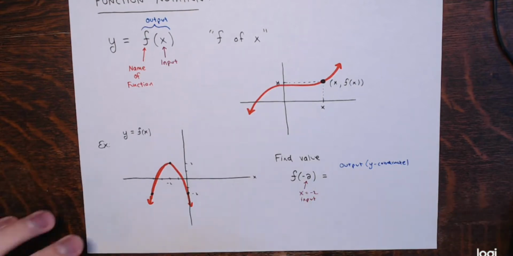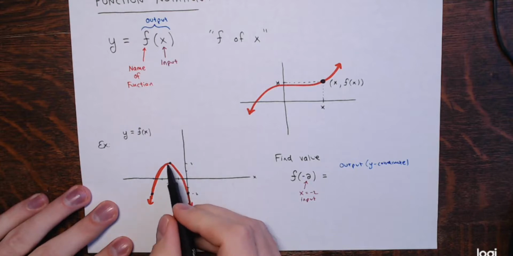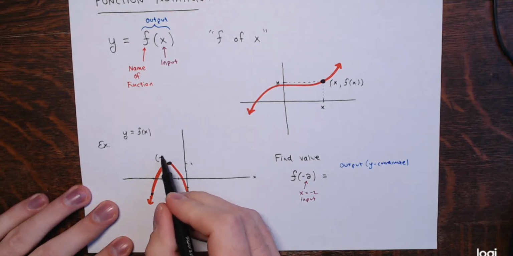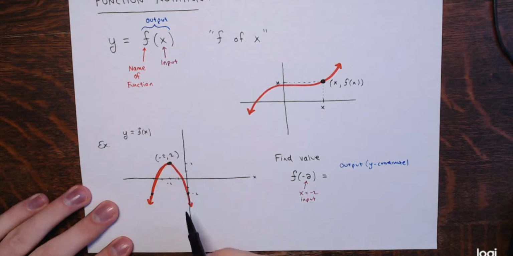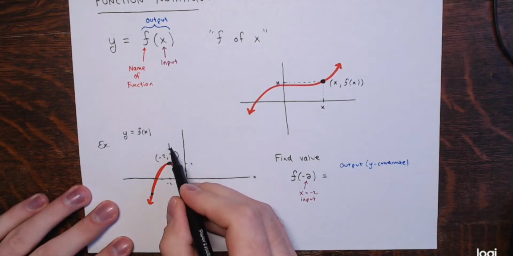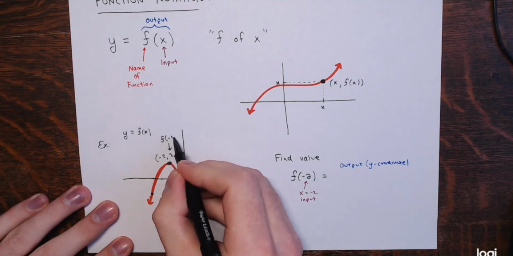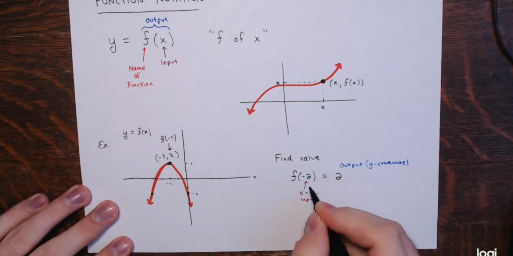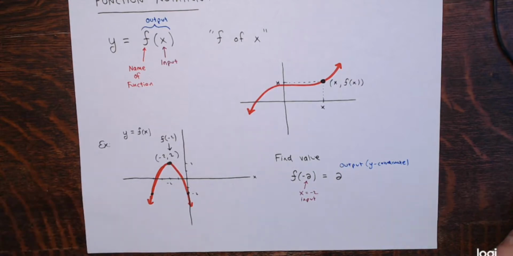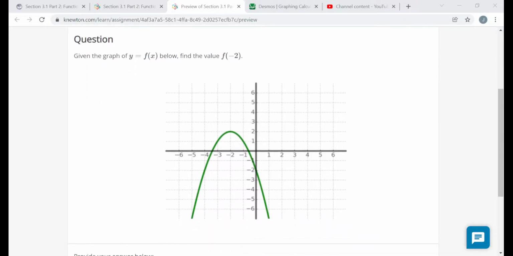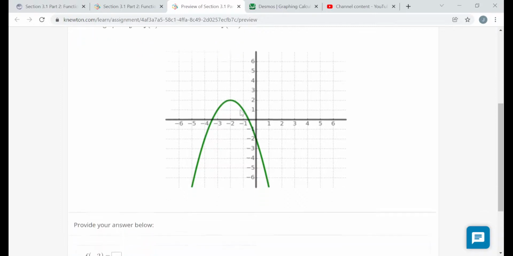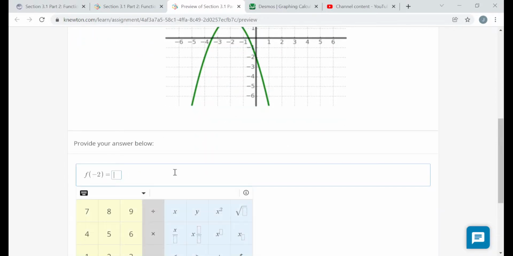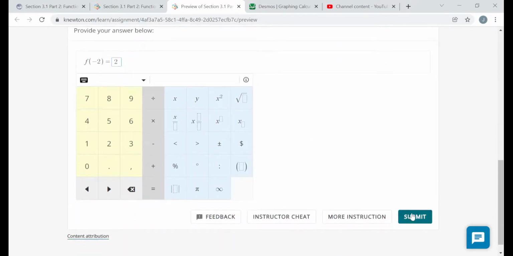So if you go to my graph here, the input's -2. What's the output? Well, here's the ordered pair: -2, comma, and then the output's +2. So this +2 is the value of f at -2. This is f of -2, the output. Looking back at the graph, f of -2 means go to x equals -2 and see what the output is. On this graph, it's +2. So f of -2 equals +2, the output when the input is -2.